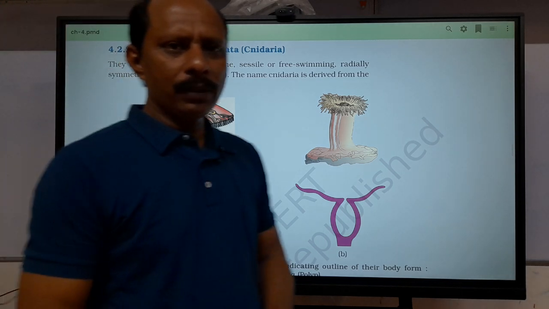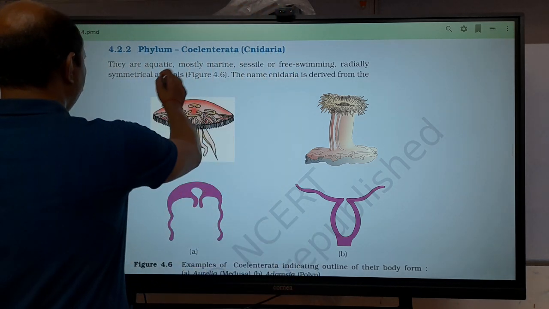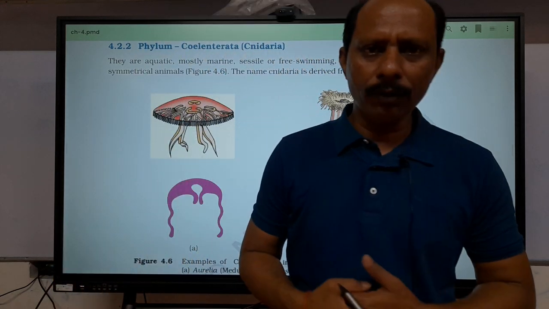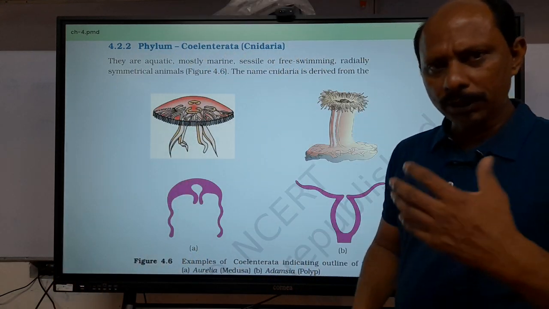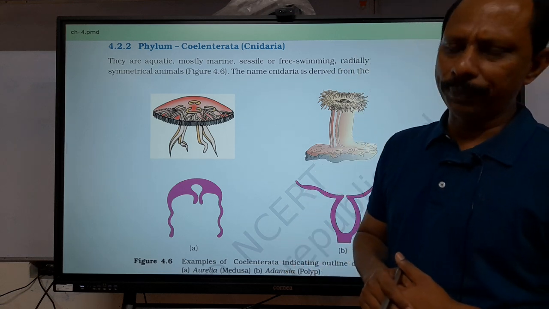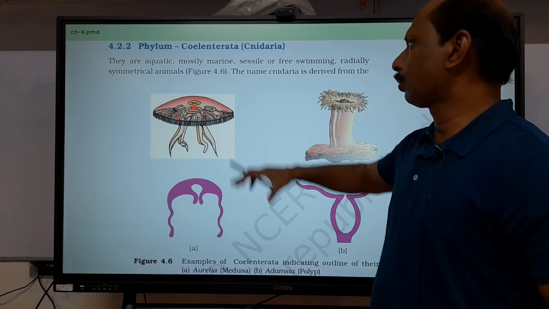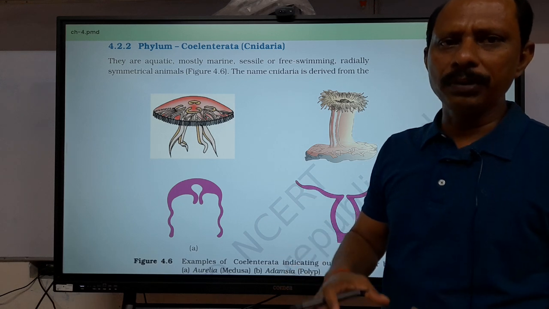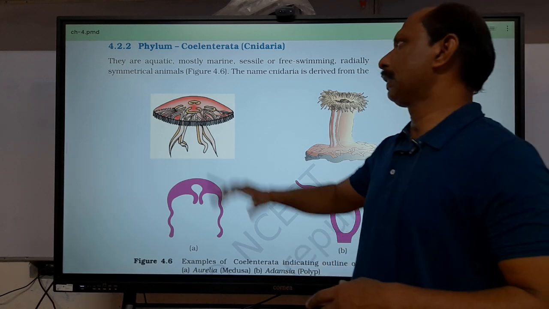Now the second phylum is Coelenterata. This word comes from coelenteron, meaning cavity. It is commonly called the gastrovascular cavity. Animals which bear a coelenteron cavity are called Coelenterata.